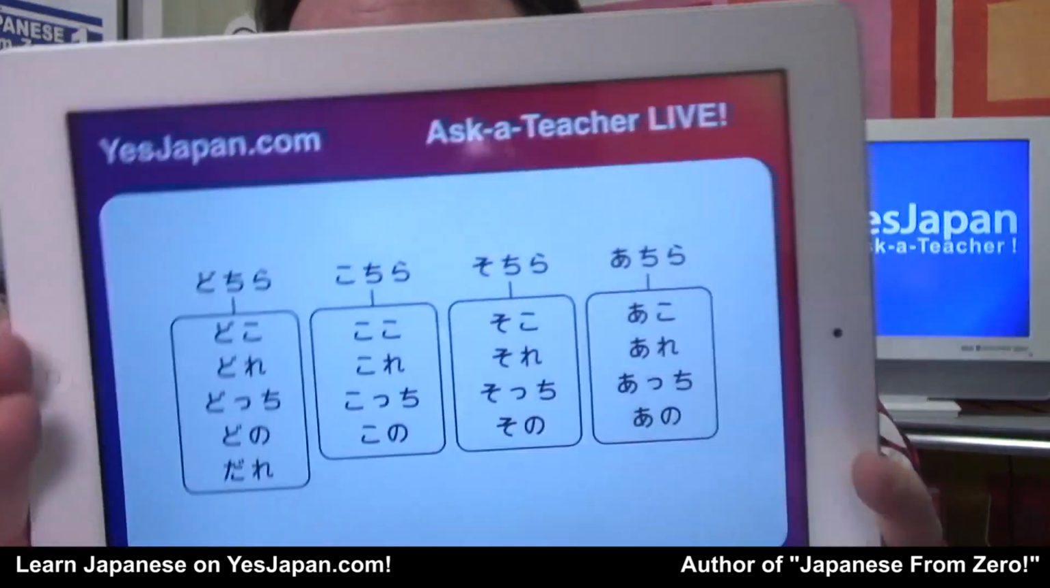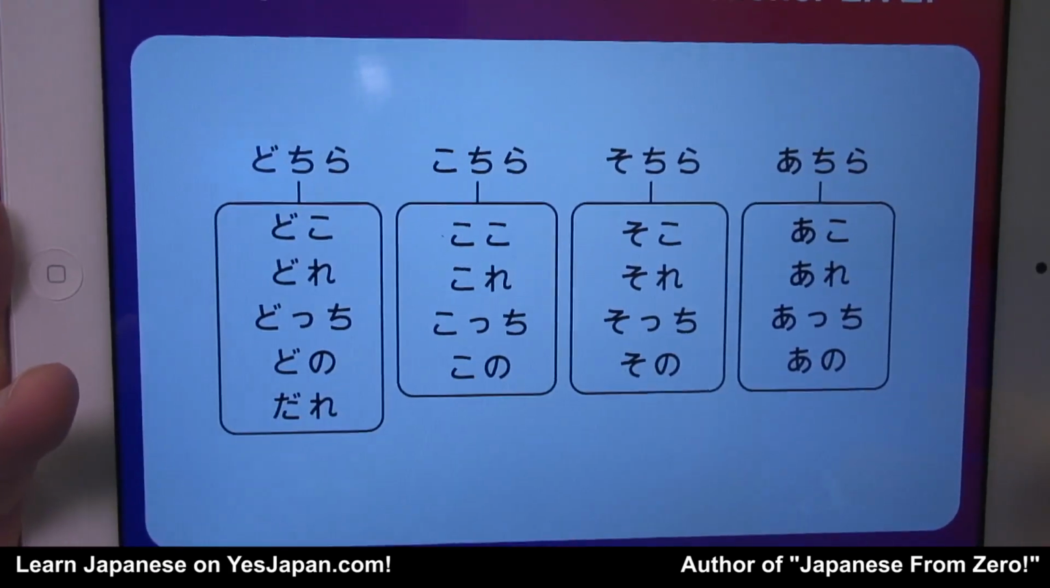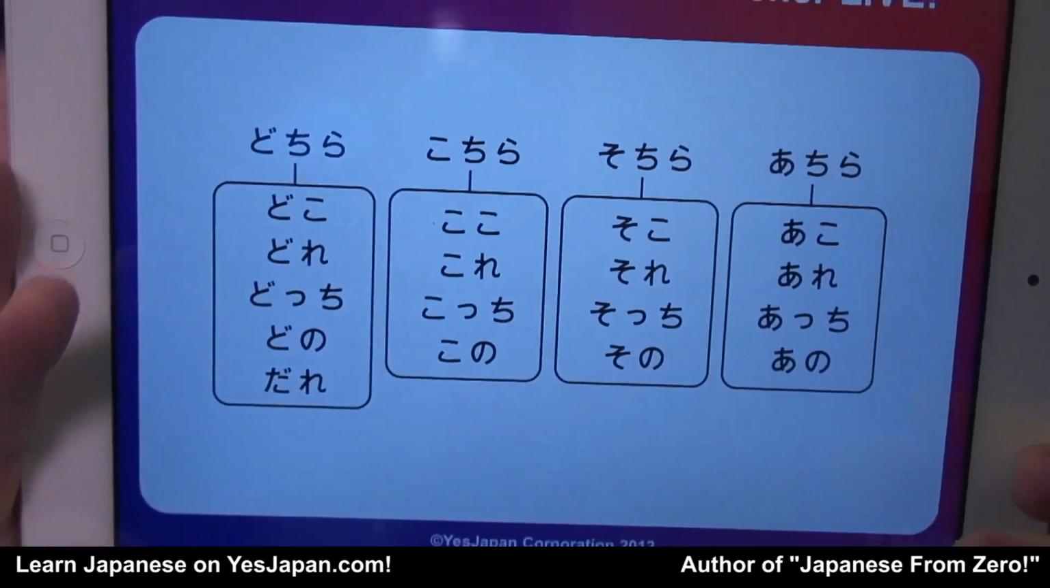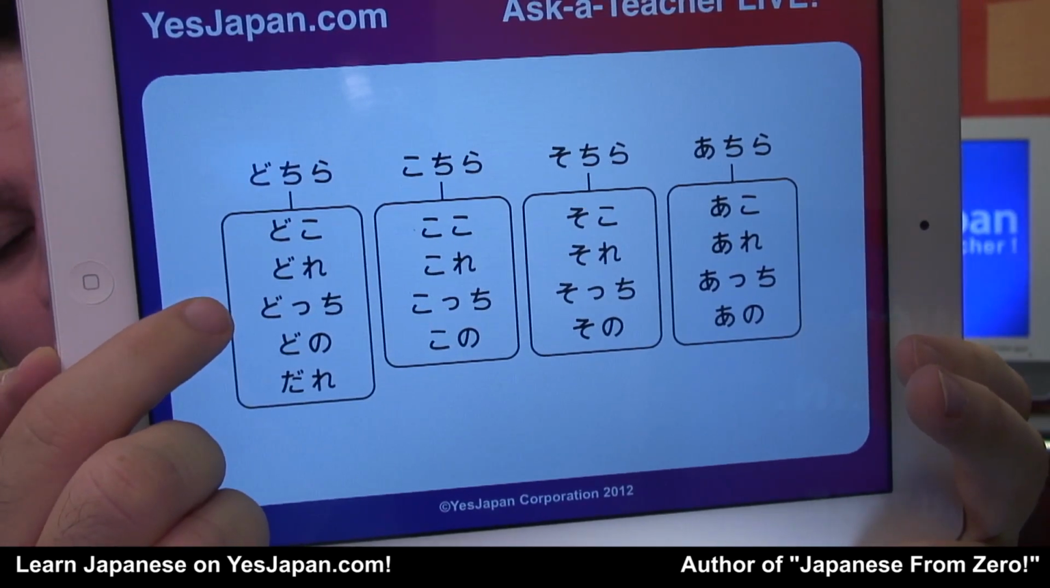But here's where, if that was just the case, it'd be fine. But the dochira word group does so much more. Here's a graphic out of Japanese from Zero Book 4 being released in the beginning of 2013. But look at this. These are all of the things that the dochira, kochira, sochira, achira words cover. And look at this. Not only does it cover dore and dochi, but it also covers doko. Doko, which means where. So if I said to you, anata no kuruma wa dochira desu ka? It could mean, where is your car? It could mean, which one is your car?